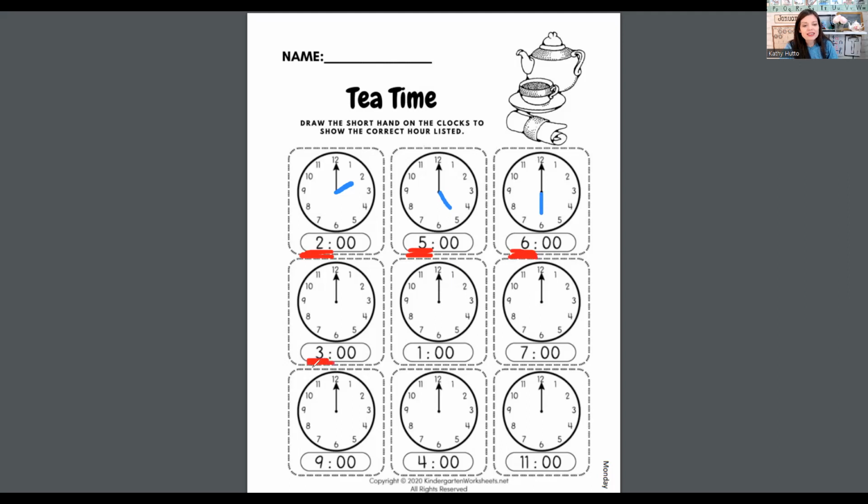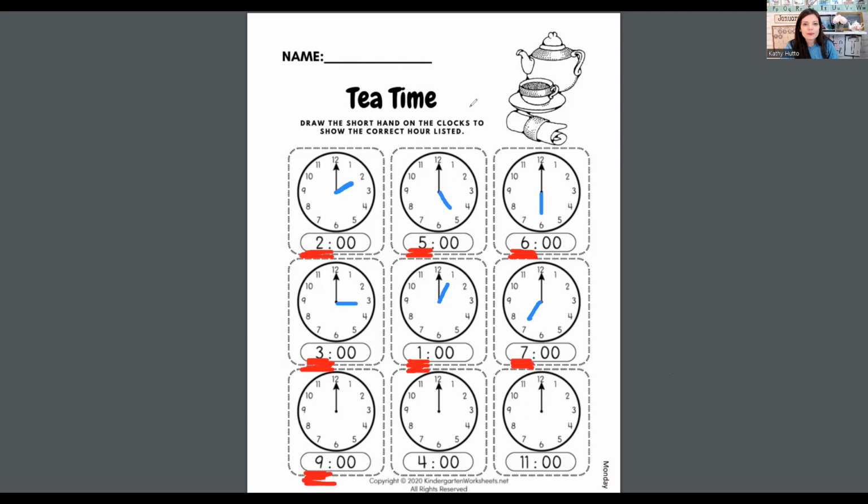Next, this number is 3. So let's draw a line to number 3. What time is it? 3 o'clock. Good job. I see number 1. Let's draw a line to number 1. A little line to number 1. What time is on this clock? It's 1 o'clock. Next, here's a 7. Let's draw a line to number 7. What time is it? It's 7 o'clock.